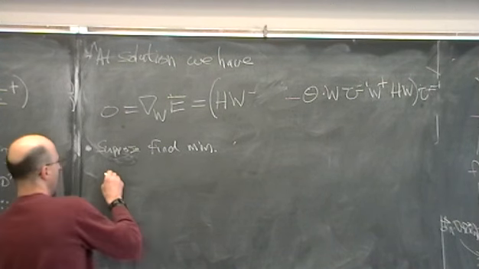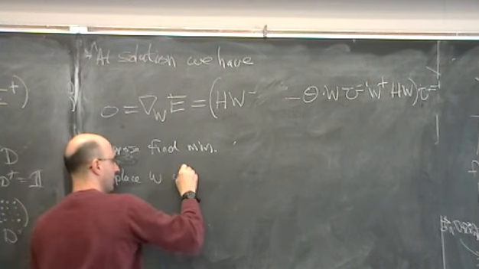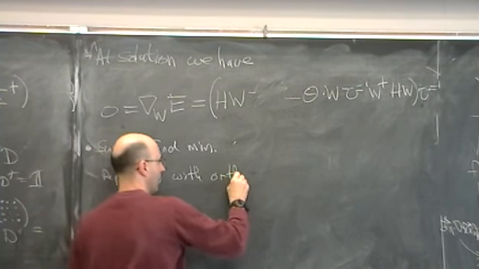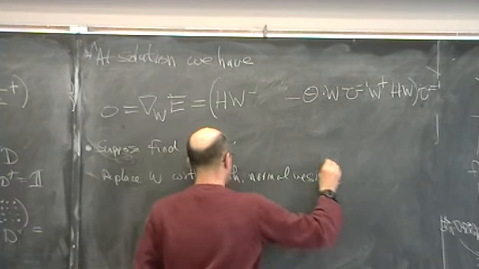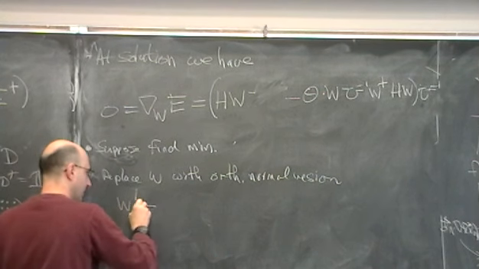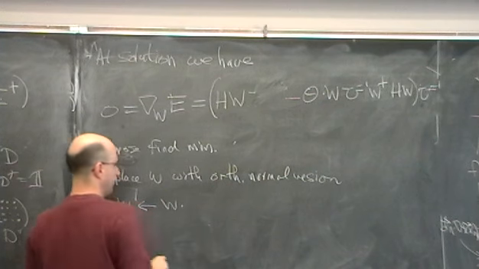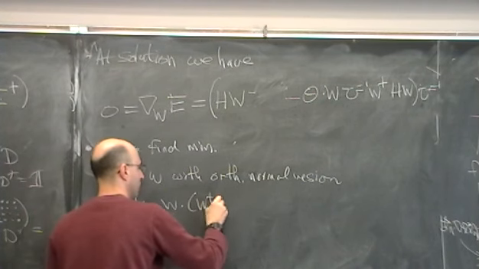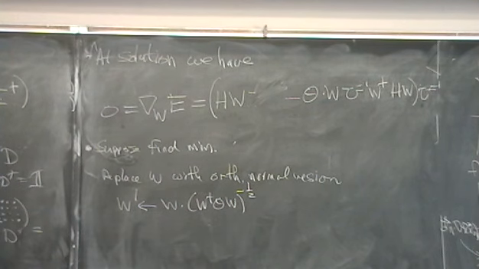So as we find a minimum, let's replace W with the orthonormal version. I'll let W prime be W times the orthonormalizing matrix, like that. And then let's look at the gradient at that point. It should be just as good a solution. I've just gone to my orthonormal wave functions immediately.